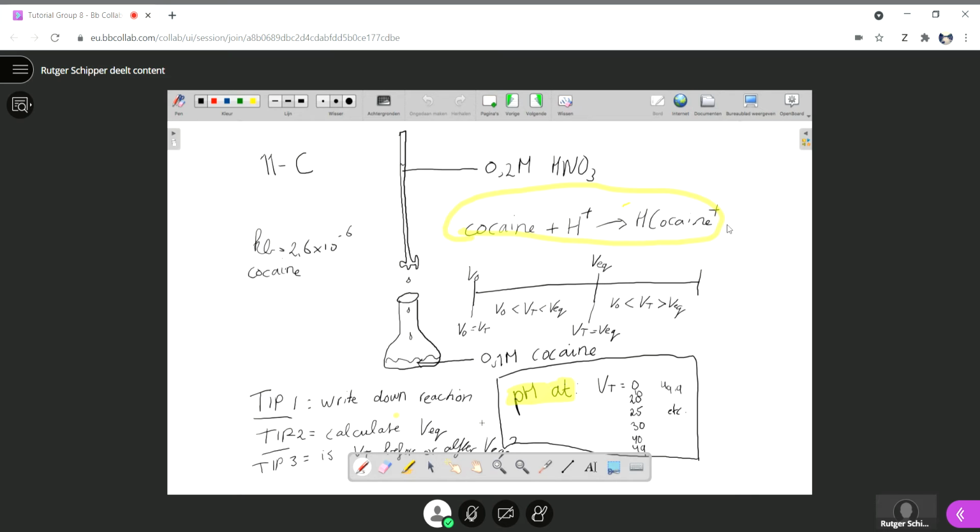Yes, so it's important to realize that we start with a base and we are going to titrate with an acid. So we expect the pH to be high in the beginning and to decrease while we are titrating and adding more acid to the system.